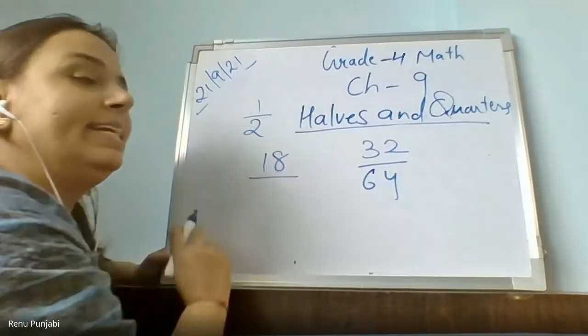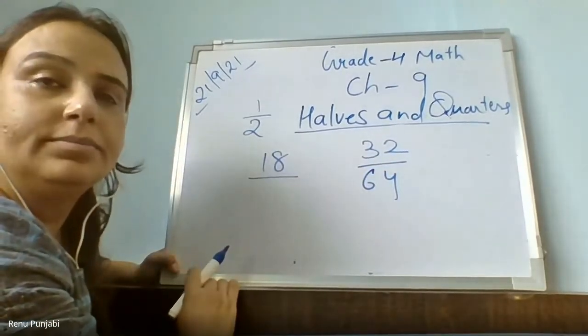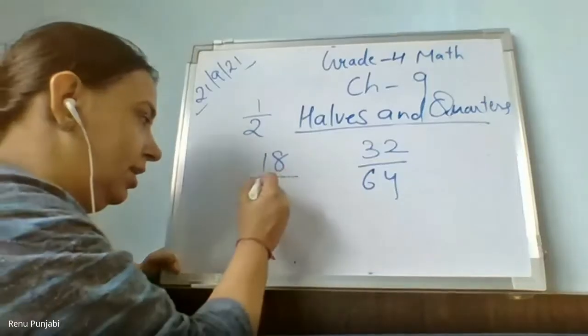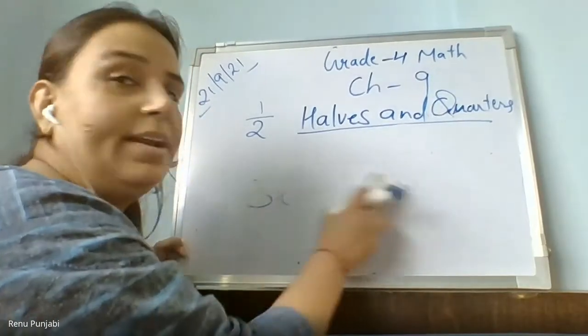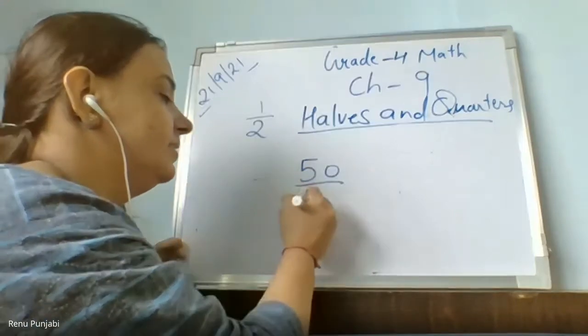Someone was saying 18 upon 32. 36. Ma'am, I is right. 15 upon 100. No, wrong. 50 upon 100 is the right answer. Yes, ma'am. 50 upon 100 is right.